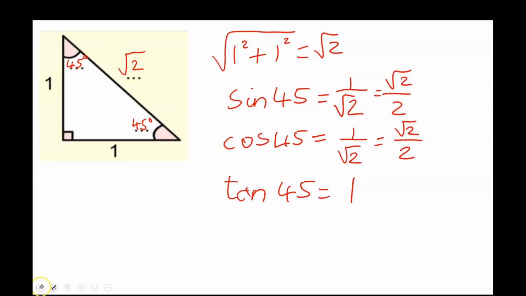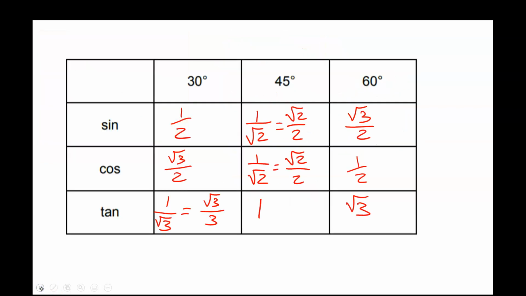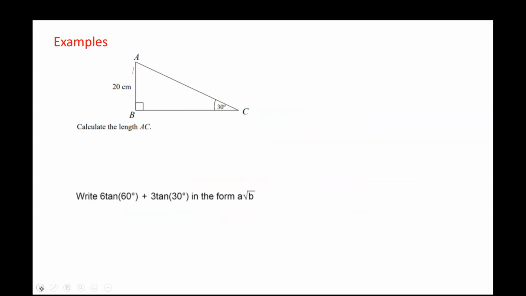Okay, so what's it going to look like in your exam? Well, in your exam, it could potentially look like 2 different types of questions. Bear in mind these are non-calculator, so don't go reaching for your calculator. But we need to calculate the length AC. So we want the hypotenuse, we've got the opposite. So it's basically going to be sine of 30 is equal to opposite over hypotenuse.